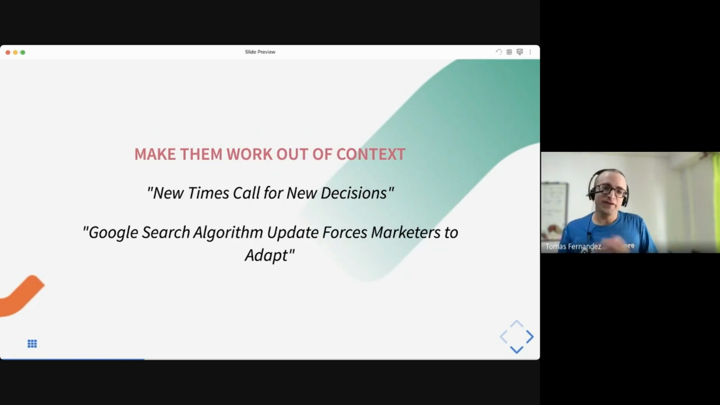So if this is an article that talked about the Google search algorithm, and the first title doesn't really talk about that, it's too generic. Maybe it makes sense once you read the article, but it doesn't work on its own. So even though the second title is longer, it's better because it works without having read the article.